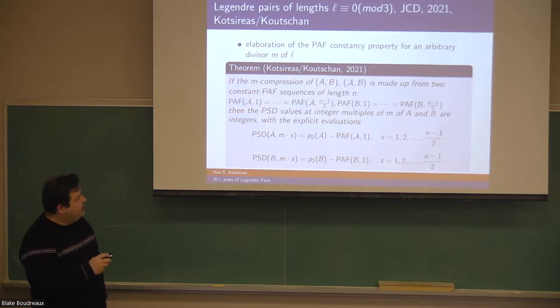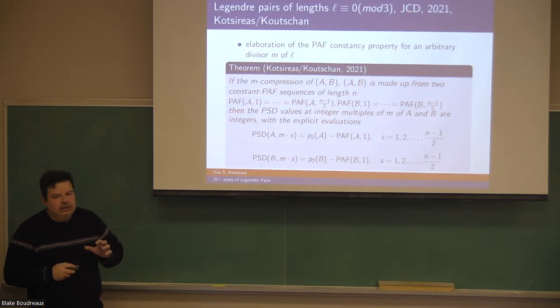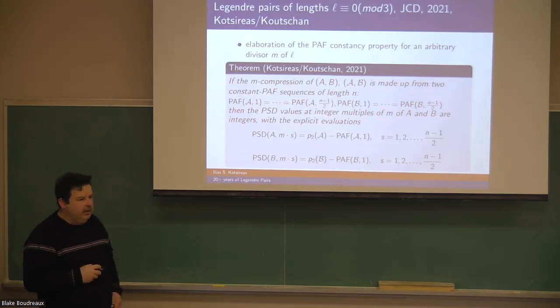So if the M compression of A, B, that we call calligraphic A, calligraphic B, is made up from 2 constant PAF sequences, so the PAFs of A and the PAFs of B are also equal, then the PSD values at integer multiples of M of A and B are integers. They are not floating point numbers. This is another surprising property, but it is what it is. They're exact integers.